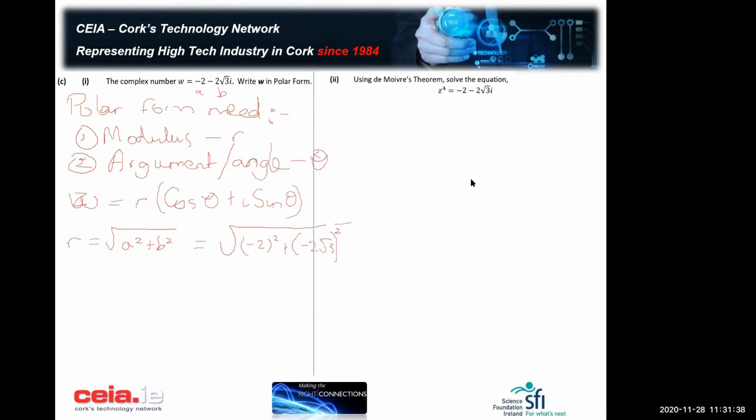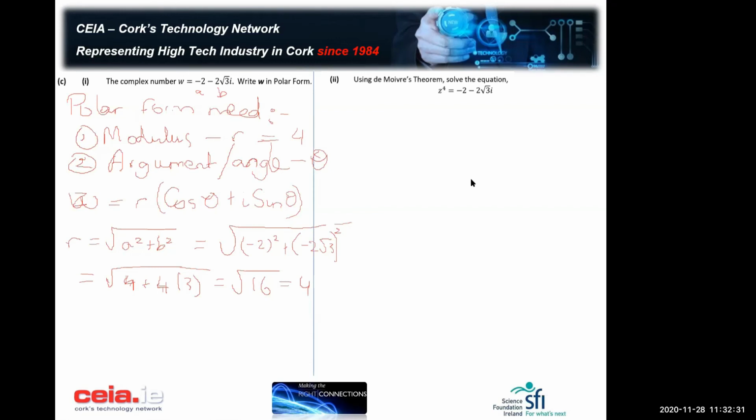And when we calculate that, we get minus 2 squared is 4, and minus 2 root 3 squared is plus 4 times 3, because remember the square and the square root cancel each other. So that's equal to the square root of 16, which is equal to 4. So our modulus is 4.